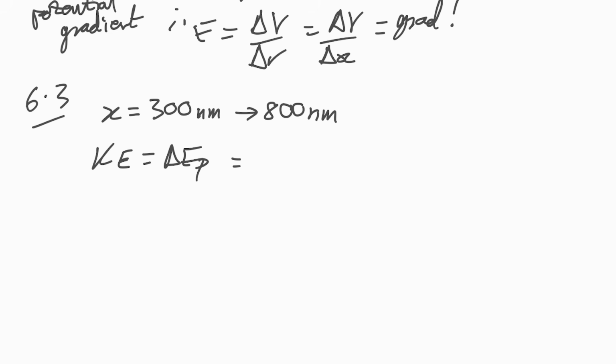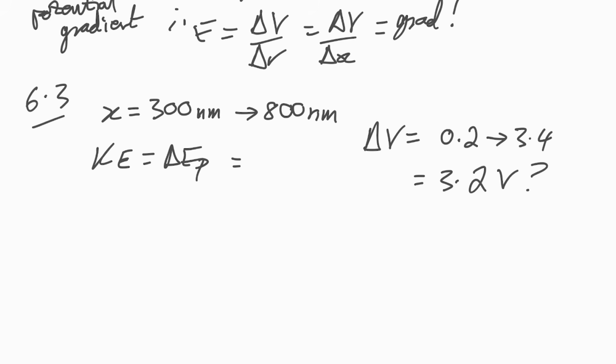So actually we're just talking about going from delta V is equal to, so that's 0.2 minus 0.2 whatever to 3.4. Yeah, 3.4. So therefore that's equal to 3.2 volts. Is that right? Okay. And then we know that energy, or change of potential, or work done rather, is equal to QV or Q delta V.